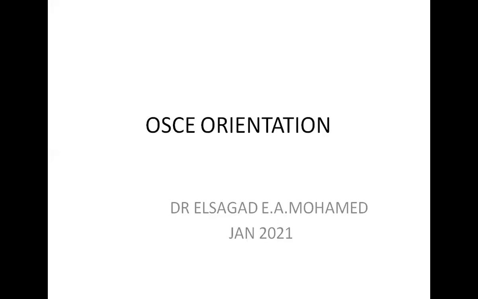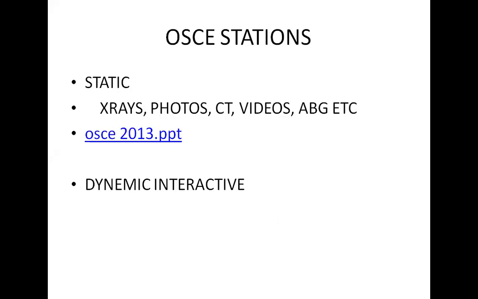Today we are going to talk about OSCE orientation. As you know, the OSCE consists of stations. Every station has its objectives and its marking. The stations can be divided into static stations or dynamic interactive stations. As you have known last time, when we were talking about the OSPE, we talked about the static stations, which consist of photos, X-rays, CT scans, videos, problems, ABG analysis, and so on.